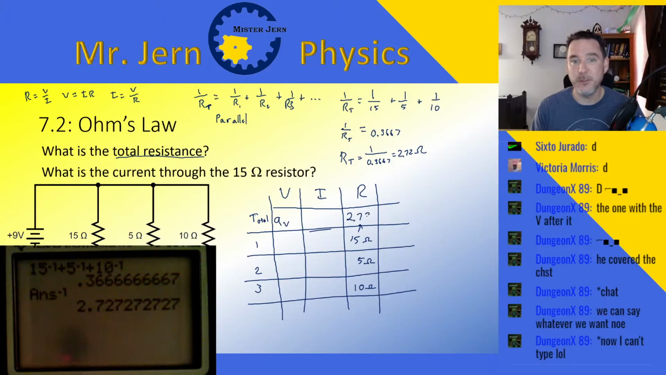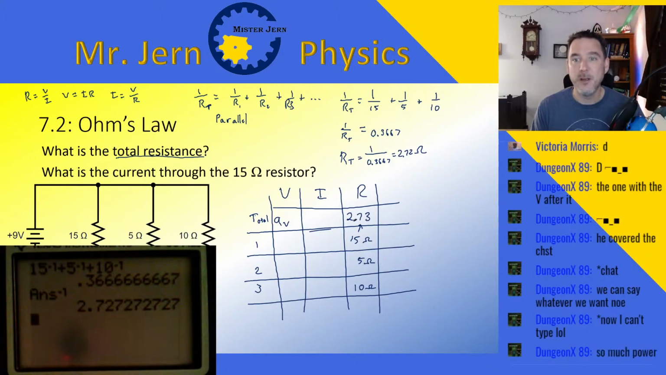So either way, the total resistance is 2.7. I'm just going to put the 3 in there, 2.73 ohms, because I don't like rounding until the very end. Power is I times V. Okay, so that's the first question. 2.73, it's supposed to be a decimal, ohms. Okay.